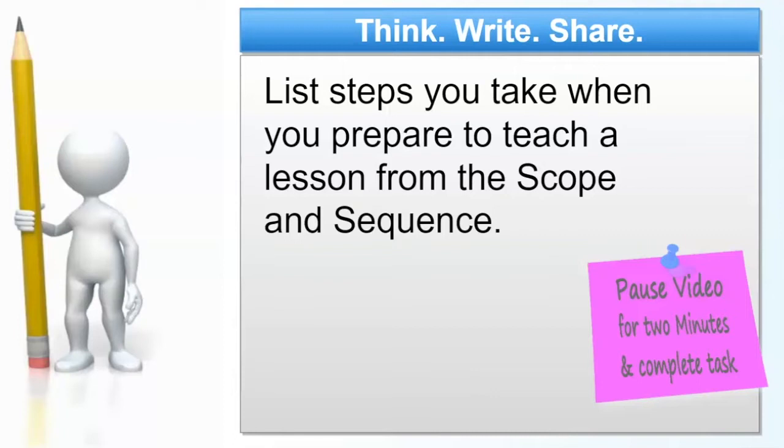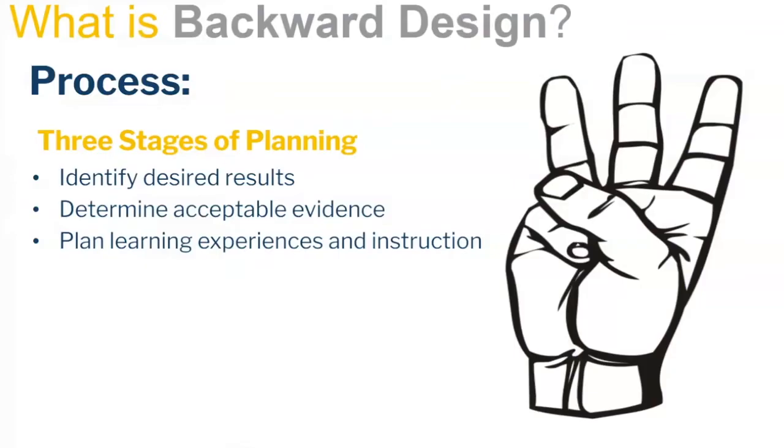Okay, now that you've done that, I want you to take a look at those steps and really focus on the first one. What does that first step focus on? What we'd like it to ideally focus on is the end, and that's where we really take on this educational process known as backwards design. And in this process, there are 3 stages of planning. First, identify desired results. Second, determine acceptable evidence. And third, plan learning experiences and instruction.